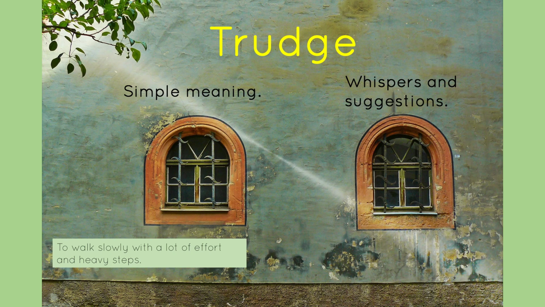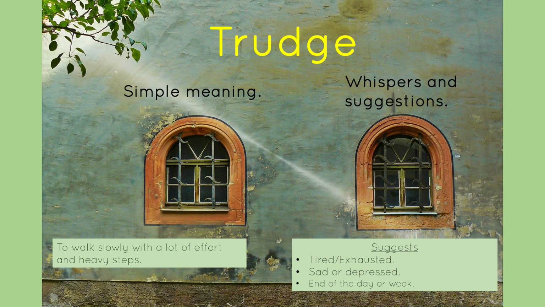So what does that suggest about a teacher? If they're walking slowly from the door of their classroom over to their desk, well, to me it suggests a number of things. It could be that they're tired. It could be that they're exhausted. They might be sad, or worse, depressed.